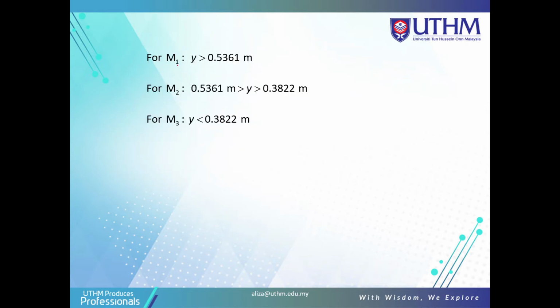So for M1 at region 1, y is more than 0.5361 here. For M2, it is between the y naught and the yc, and this you must explain.